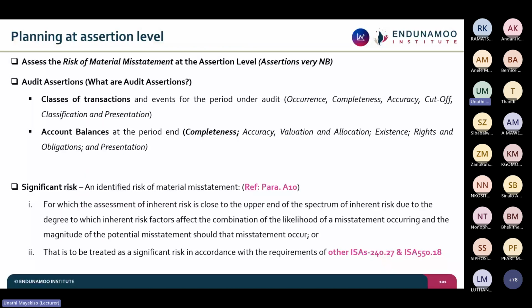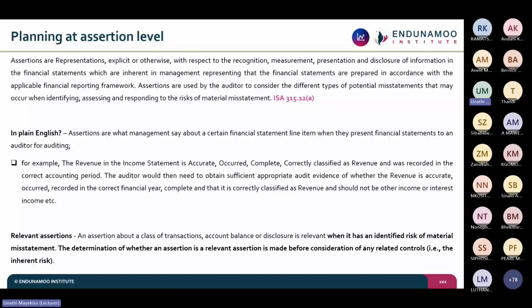Okay, I've spoken about the classes of transactions and account balances. Then significant risks need to be treated in terms of ISA 240 and ISA 550. Those are important, so you should flag those as well. So what are assertions?